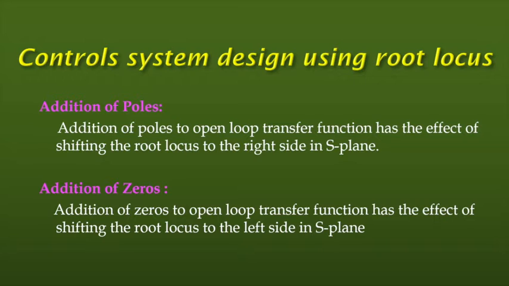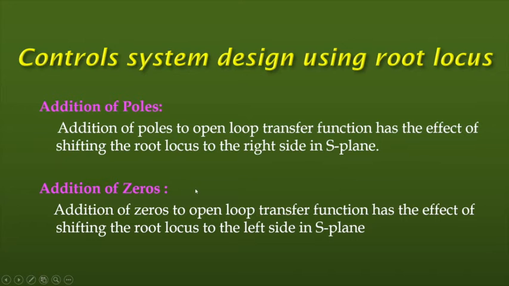Effects of adding poles and zeros to the open loop transfer function. The addition of poles. Addition of poles to the open loop transfer function has the effect of shifting the root locus to the right side in the S-plane. That means lowering the relative stability and slowing down the settling of the response. That means an increase of settling time.